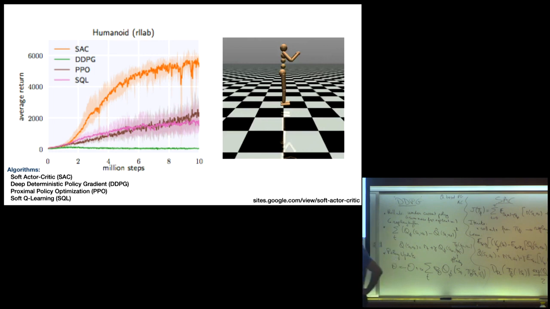Then PPO is shown over here. Well, it's less sample efficient. Why? Because it doesn't reuse the data in an off-policy way that soft actor critic is going to do. And so you expect it to be a bit less sample efficient. But ultimately, it'll get to the same level of performance.